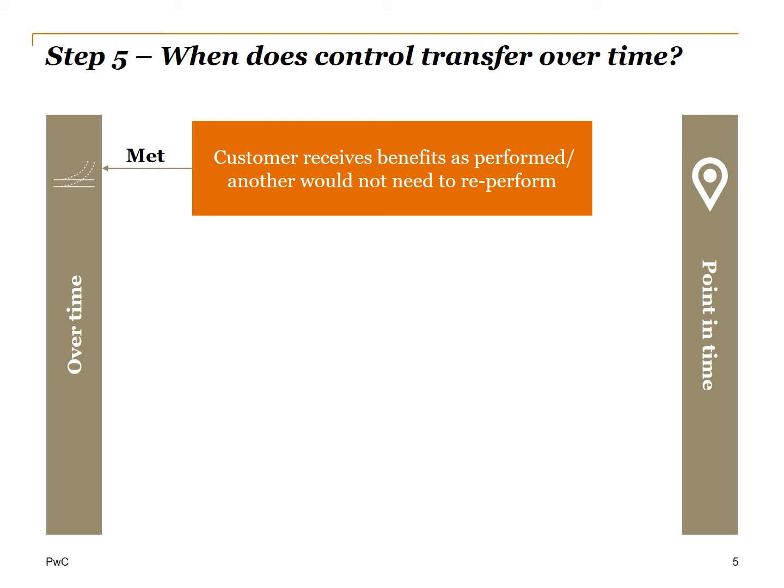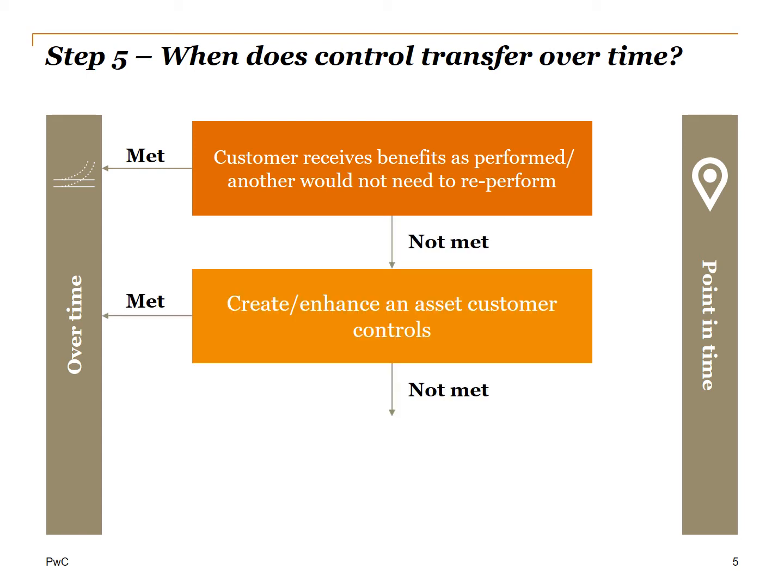If this is the case, then the first criteria will be met and revenue will be recognised over time. The second criteria is to assess whether the entity's performance creates or enhances an asset, for example work in progress, which the customer controls as the asset is created or enhanced. The asset being created can be tangible or intangible.